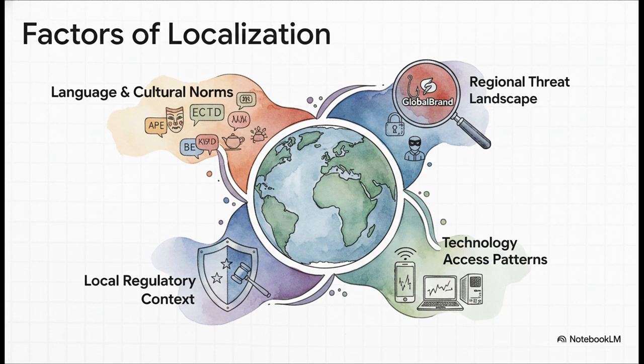And here's what that actually means in practice. True localization has to consider 4 key things. First, language and cultural norms. An example that makes perfect sense in the US might be totally confusing or even irrelevant in India. Second, the regional threat landscape. Phishing scams in Asia can look way different than the ones targeting folks in Europe. Third, the local regulatory context. You've got to think about things like GDPR. And finally, technology access patterns. Are people on company laptops or their own personal phones? All these little details add up, and they matter a lot.